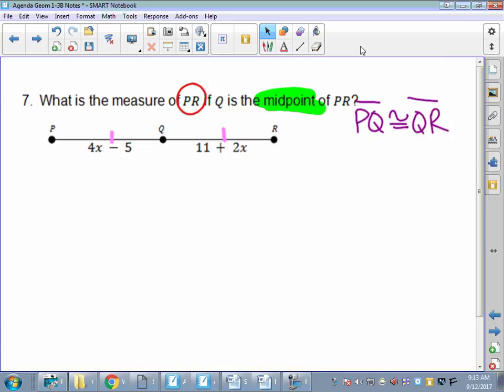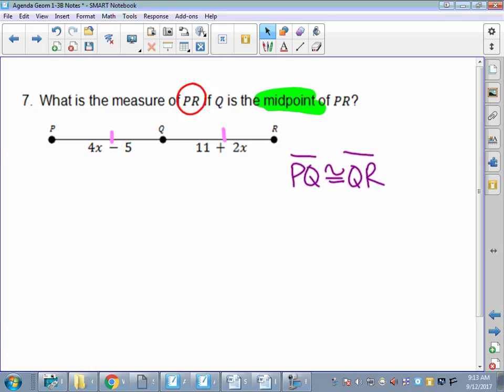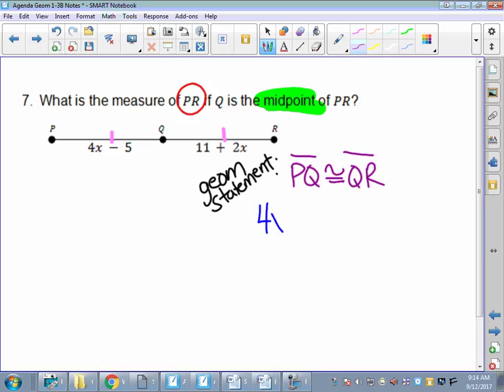Notice my geometric statement. You guys love writing those. So if I write out my geometric statement, and yes, you have to write that. One of the reasons that I want you to write that is because I want you to be thinking about, are the things adding up to give you the whole thing? Or are the two parts congruent to each other? So if PQ is congruent to QR, I can substitute the values in. What's the value of PQ? 4x minus 5. When we're doing a math problem, instead of the congruent sign, what do we use? Equals, right? And then my value to substitute for QR is 11 plus 2x.